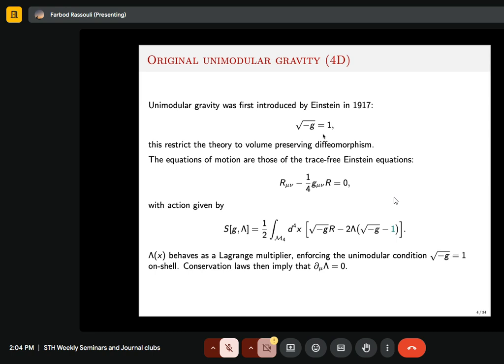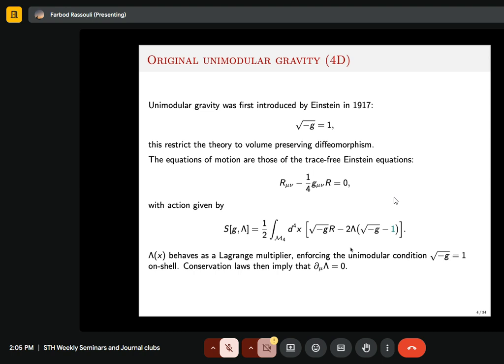In 4D, the action, as you can see, is that one. The most important thing that I want you to understand from this slide is that the cosmological constant is now a function, a Lagrange multiplier, and it is enforcing the unimodular condition. So you vary big lambda, and you get the unimodular condition. And by conservation laws, this implies that lambda is also a constant on shell. So it doesn't change from GR, but unimodular gravity changes because it's volume-preserving diffeomorphism, so it's restricting the diffeomorphisms.